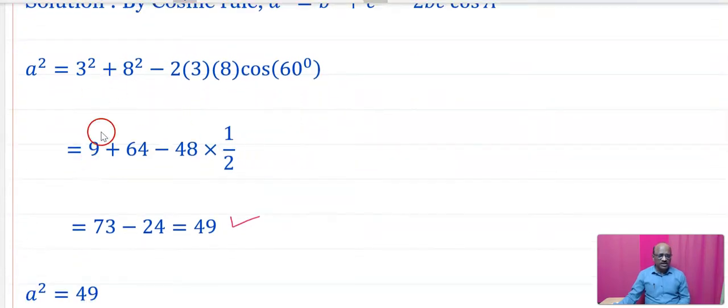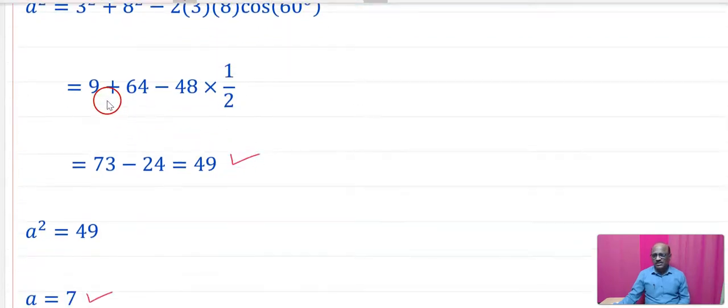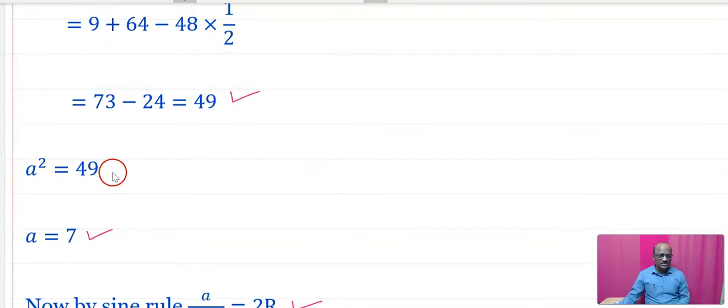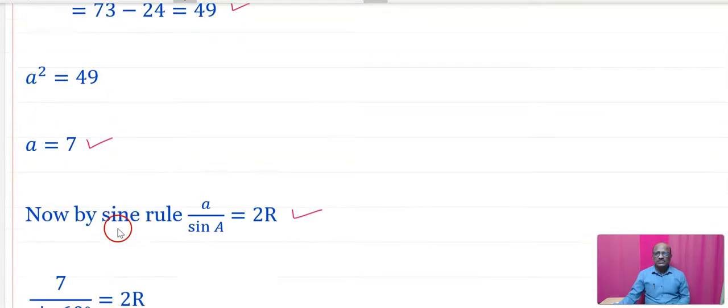3 square means what? 9. 8 square means 64. And the product 2 into 3 into 8 is 48. Cos 60 is 1 upon 2. If you simplify it, you will get 73 minus 24, which is equal to 49. Therefore a square is equal to 49 and a is equal to 7.